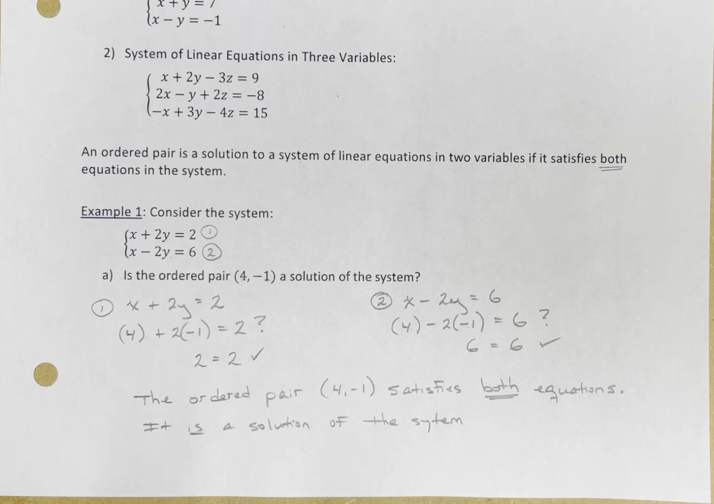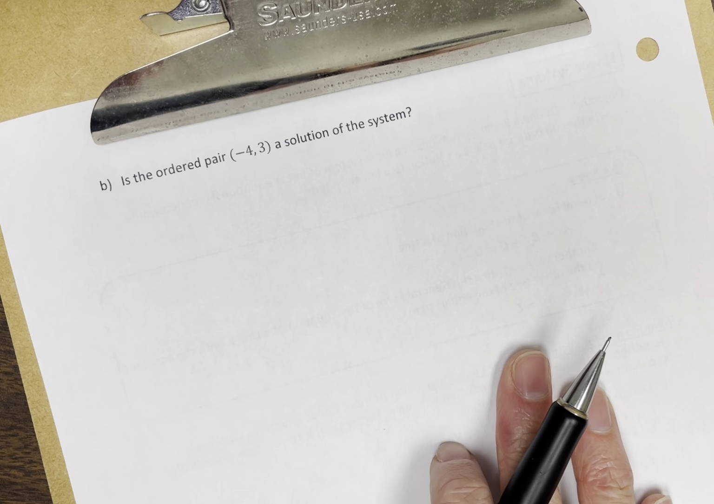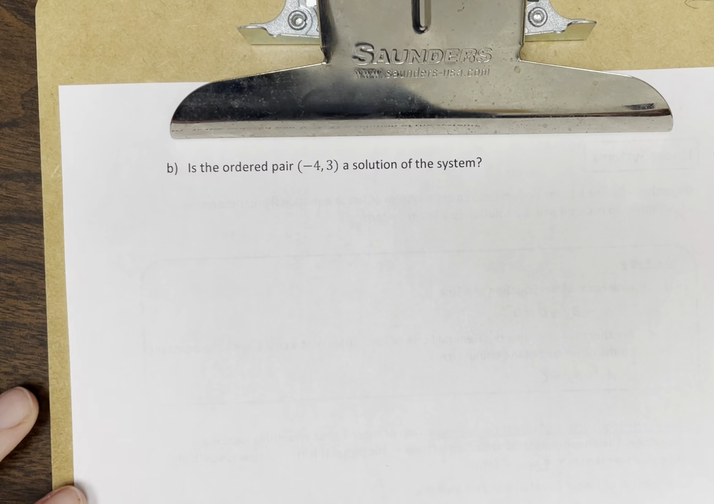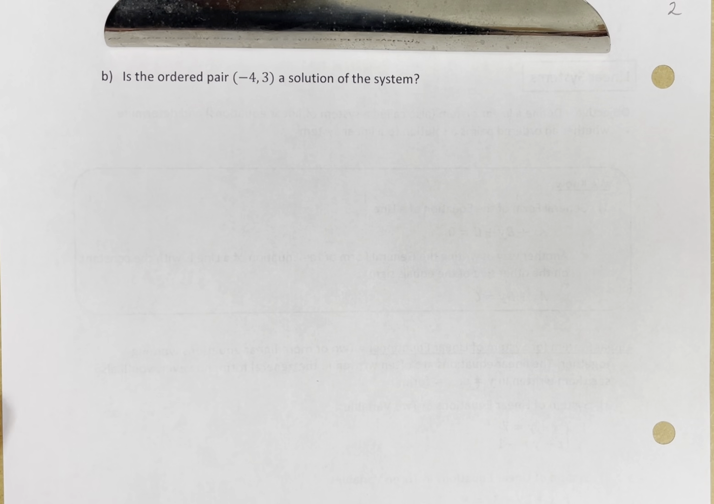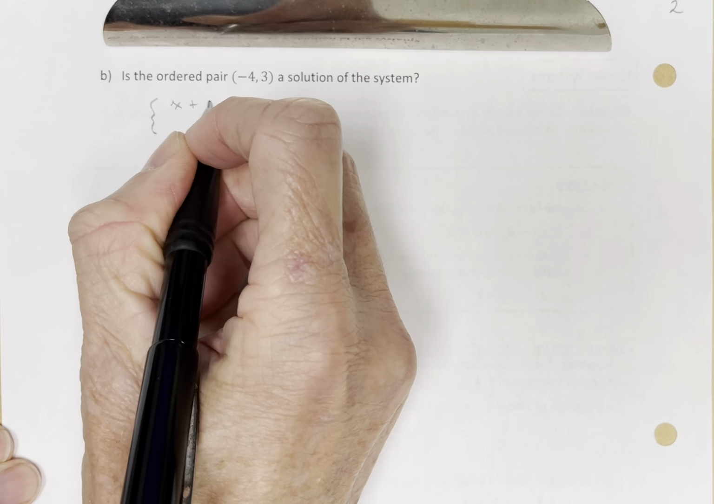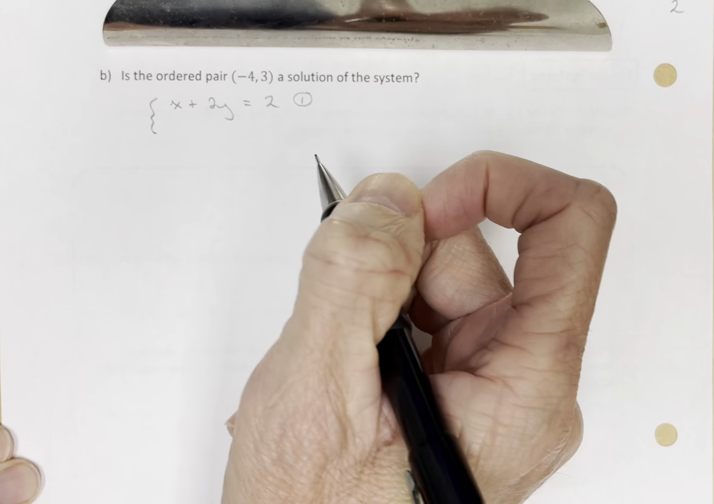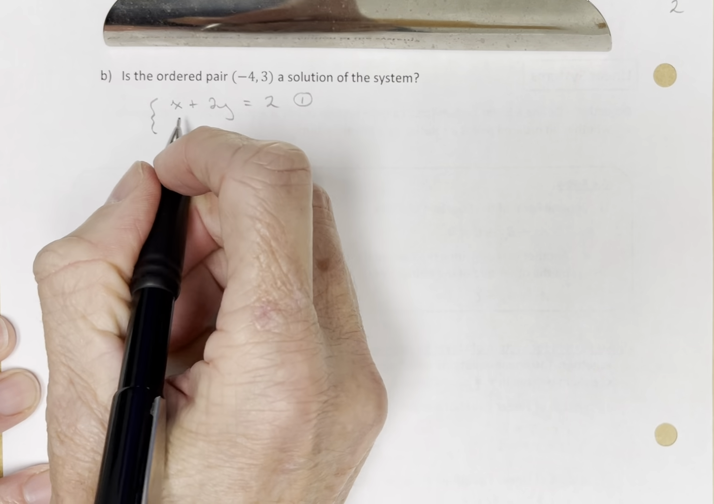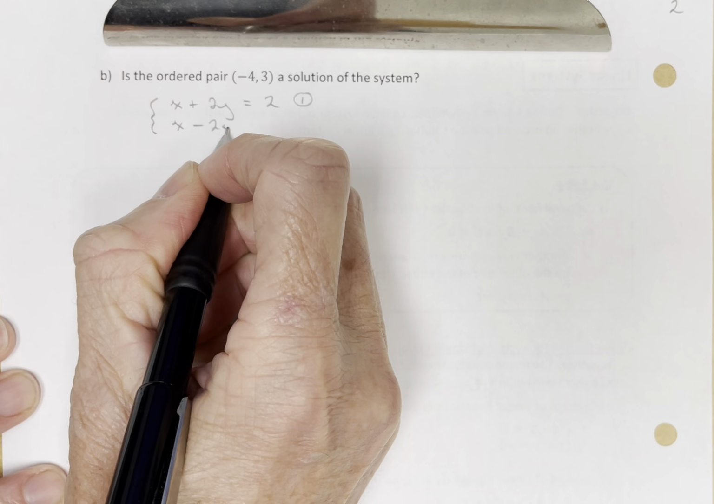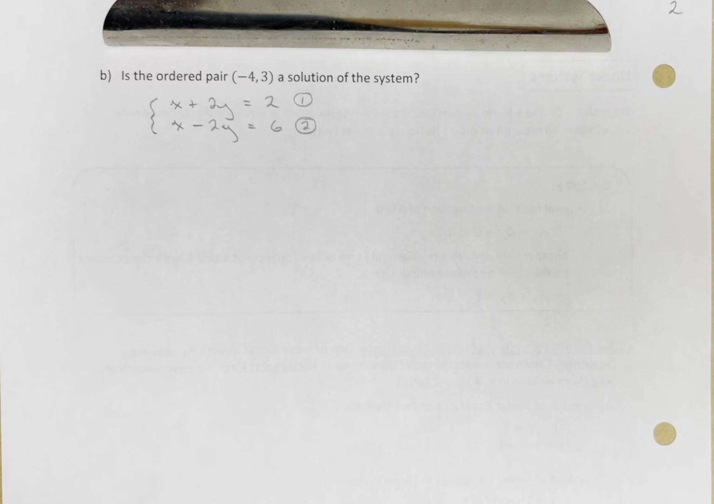All right, it has to satisfy both in order to be a solution of the system, and it did satisfy both. Let's do a second example, and we're going to use the same system. So I'm going to remind ourselves, I'm going to write that system. It was x plus 2y is equal to 2, and I labeled that as equation 1, and x minus 2y is equal to 6, and I labeled that as equation 2.